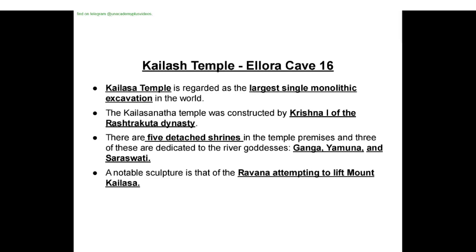Kailash Temple, Ellora Cave 16. Kailasa Temple is regarded as the largest single monolithic excavation in the world. The Kailasanatha temple was constructed by Krishna I of the Rashtrakuta dynasty. There are 5 detached shrines in the temple premises and 3 of these are dedicated to the river goddesses Ganga, Yamuna and Saraswati. A notable sculpture is that of Ravana attempting to lift Mount Kailasa.